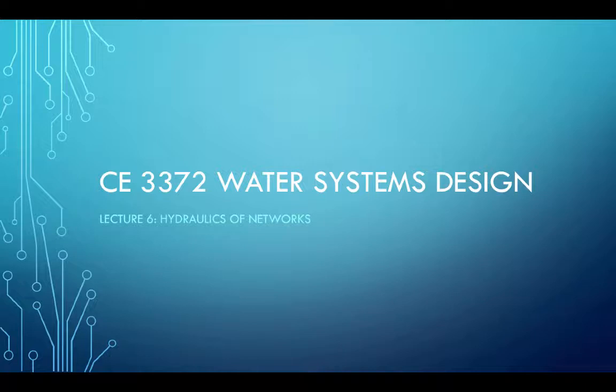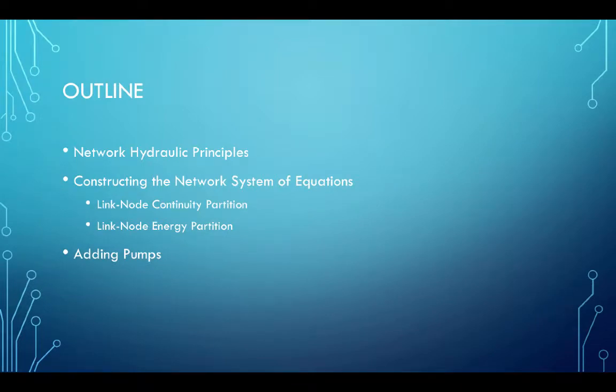The point of understanding what's going on under the hood is sometimes you get results that don't make sense, and it might be that you've set up the problem wrong, and this is a quick way to find out. So we'll examine network hydraulic principles, and we'll construct a network system of equations. We'll do this by example, and then finally we'll add pumps. This is going to be multiple videos, so this one will end, and the next one will pick up at the next logical section.